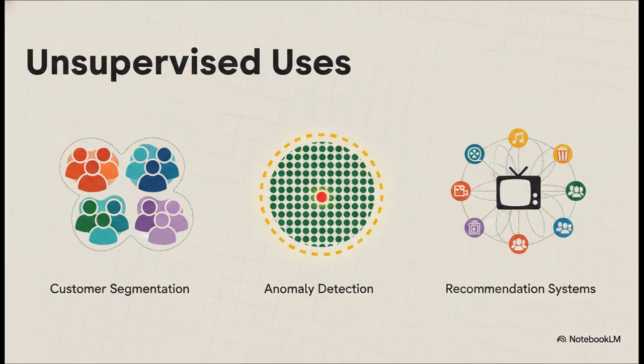And you see this one all the time too. When a streaming service recommends a movie you might like, that's because an unsupervised algorithm noticed that other people who watched what you watched also liked that movie. It's just finding patterns in our behavior to make a really smart guess.